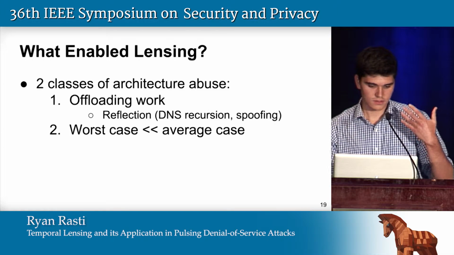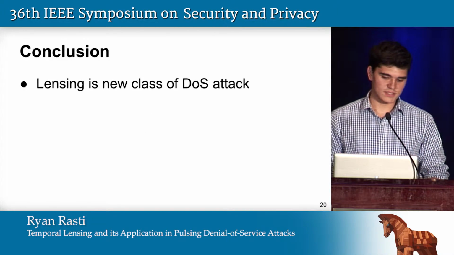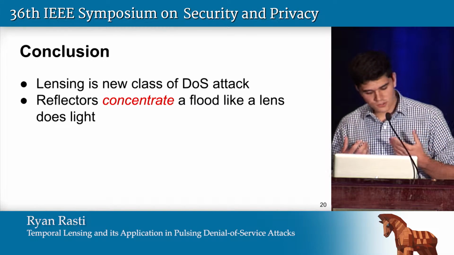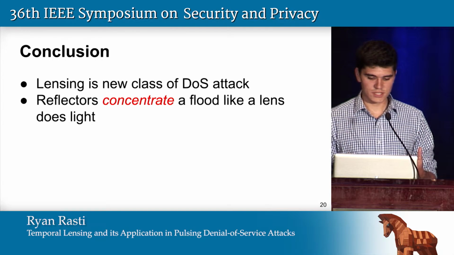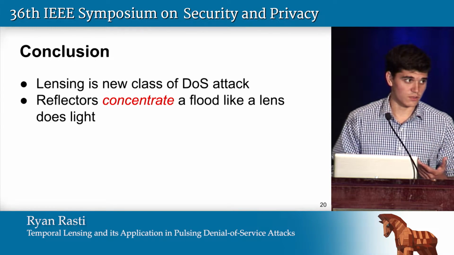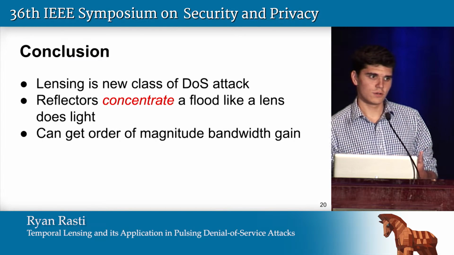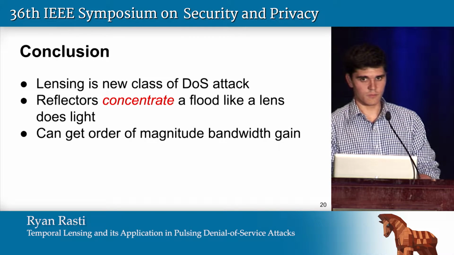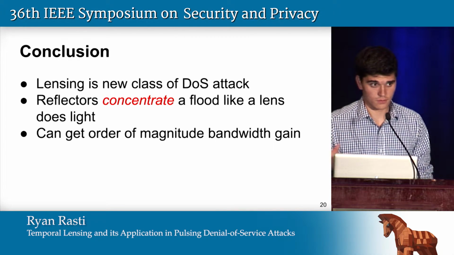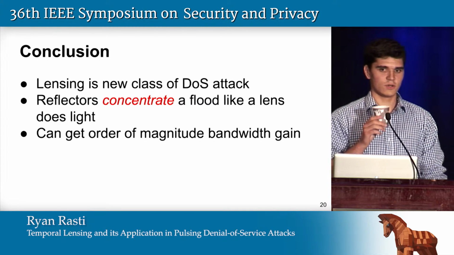Okay, and then to move a little faster here. To conclude, we've introduced temporal lensing. It's a new class of denial of service attack, and it uses reflectors not to amplify per se, but to concentrate a flood, very similar to how a lens focuses light. By itself, it can get an order of magnitude bandwidth gain, and if combined with amplification, perhaps even more. Thanks everyone for your time, and I'll take any questions.